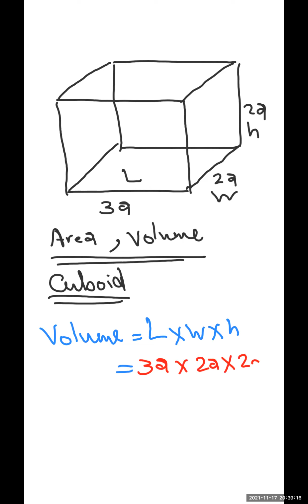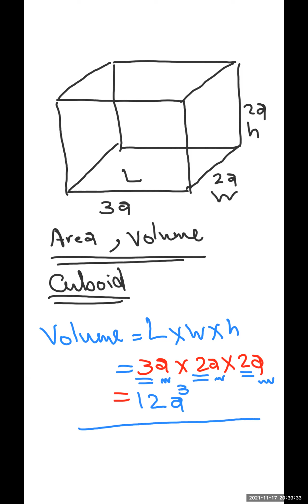Exactly. Now multiply the coefficients. So 3 times 2 equals 6, times 2 equals 12. a times a times a is a to the power 3. That's it. So this will be the volume, 12a cubed. Okay?